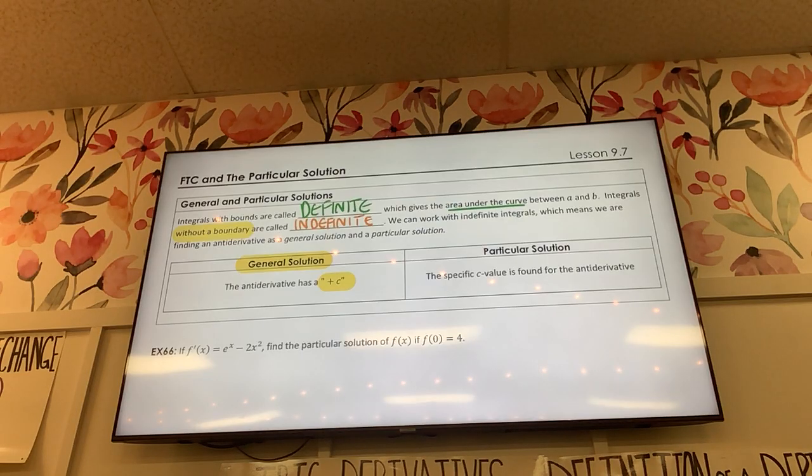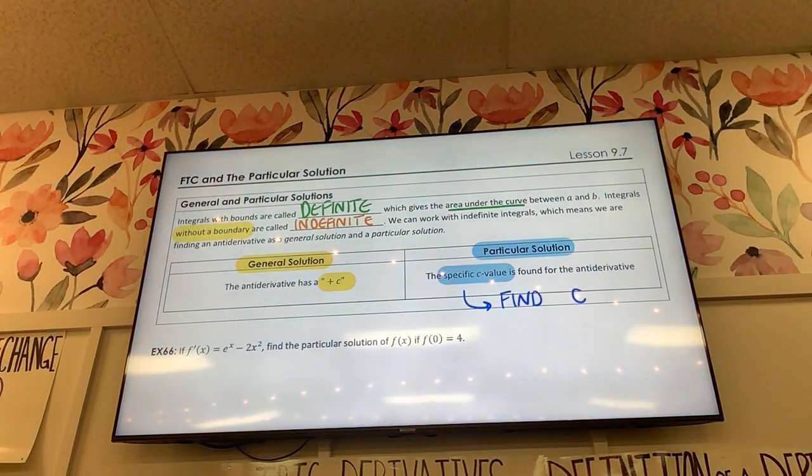And then we have particular solutions. So particular solutions mean that you need to find C. They're not going to say find C. That's too easy. They're going to say find the particular solution of the given antiderivative and then blah, blah, blah. They're going to make it sound fancy. But what it means is we want to go backwards. So we want to integrate and then we want to figure out what C is.